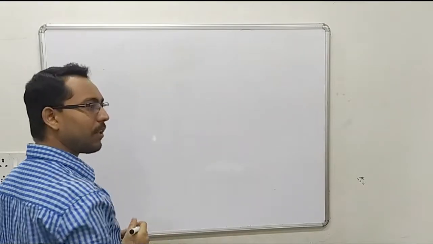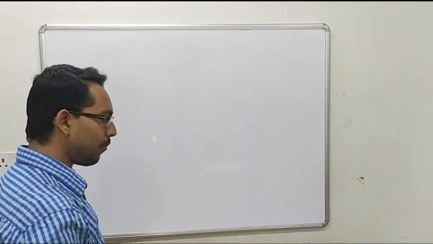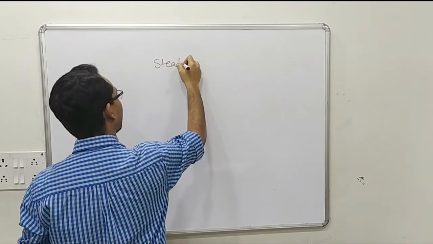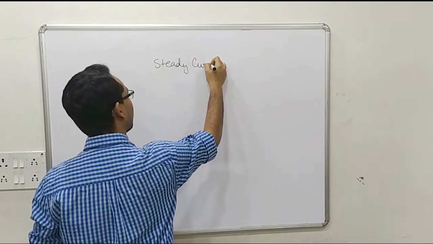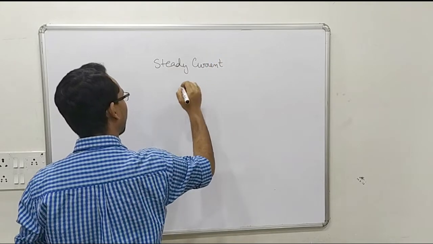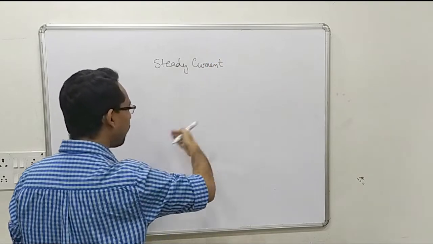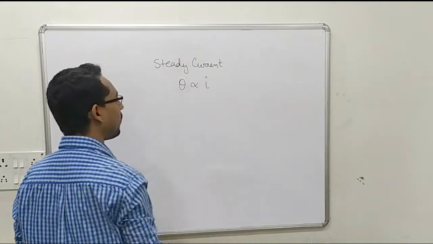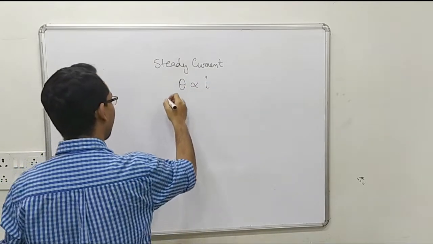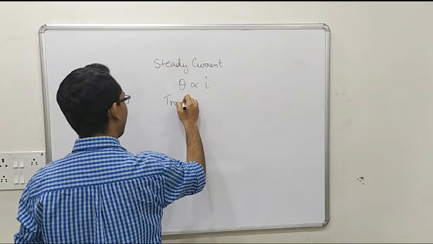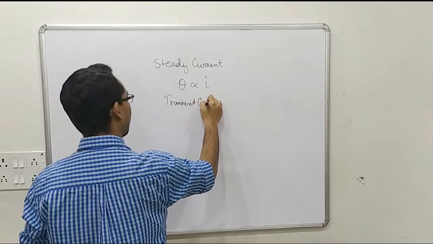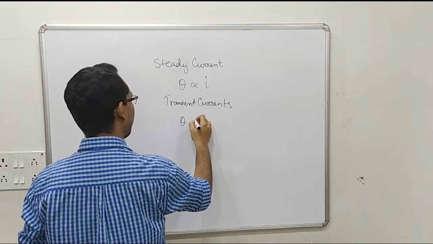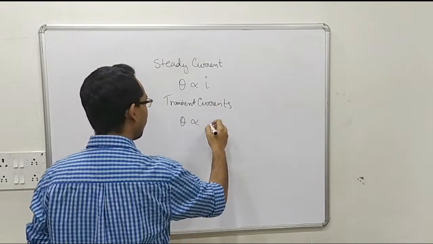What are the equations of the ballistic galvanometer? It's very simple. As I said, for a steady current, you will see in that video that the amount of the pointer deflection theta is proportional to that steady current. For transient currents, you will see that the deflection is proportional to the flux change.